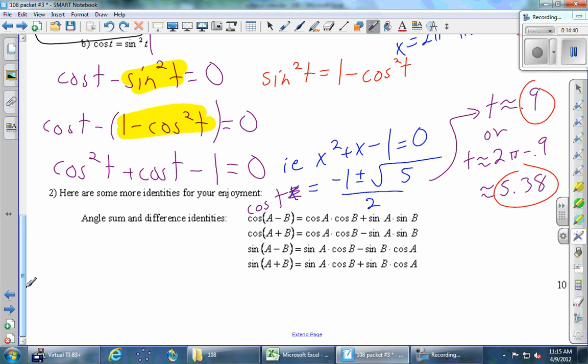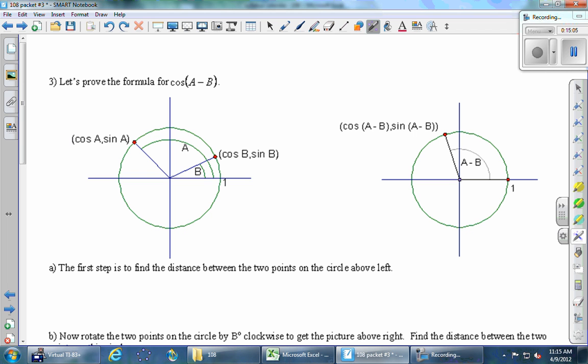Okay, so a whole slew of symbols right here. I don't need you to digest them all at this moment, but for example, cosine of a minus b is the same as cosine a times cosine b plus sine a times sine b. And we call that a difference identity because it involves the cosine of the difference of two angles. And then there's 3 others that look just like those with pluses and minuses, sines and cosines. All right. Okay, on the next page it says we're going to prove this formula.